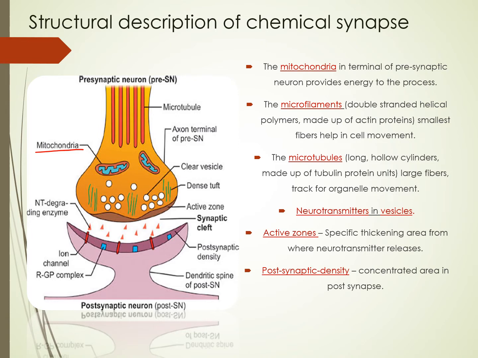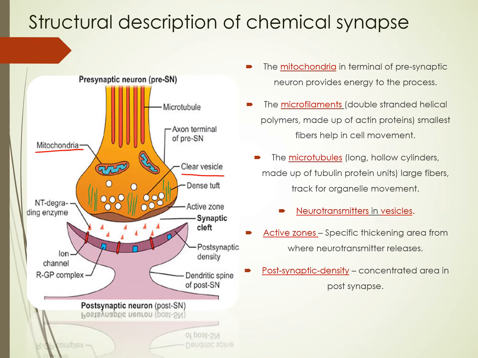There are microfilaments. They are the smallest fibers that help in cell movement. And there are also microtubules. Microtubules are long hollow cylinders made up of tubulin protein units and large fibers. There is the existence of vesicles. Within the vesicles, there are neurotransmitters. Here in this diagram, the vesicles are clear.